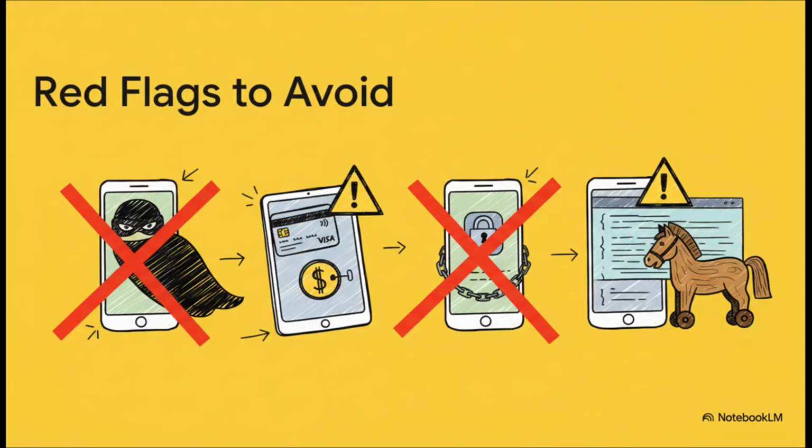And on the flip side, these are the absolute no-goes, the red lines you just don't cross. Don't try to hide what your app is doing. Don't use sneaky tricks for billing. Don't make it a nightmare for a user to uninstall your app. And definitely don't use techniques like dynamic code loading to sneak in bad stuff after your app is already approved. These are all fast tracks to getting your app and maybe even your entire developer account booted from the store.